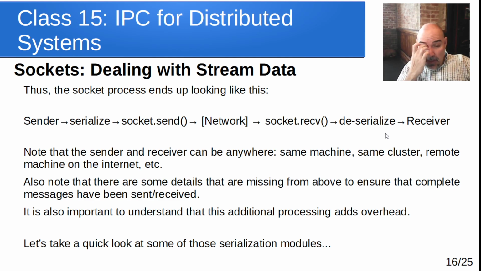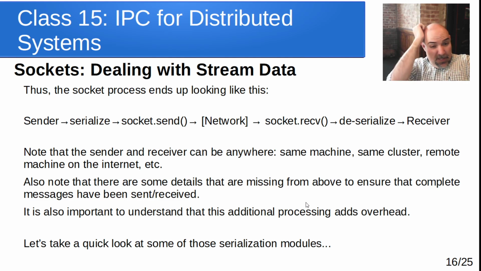So also note that there are some details missing up there. Again, with send, it will return the number of bytes it sent, but that might not be the size of the entire object. So we need to have a loop that makes sure to resend stuff if it didn't complete. And on the receiving end, we need to make sure that we received the entire object before we try to deserialize it. So it's also important to understand that additional processing adds some overhead. The serialization and deserialization have some overhead associated with them.